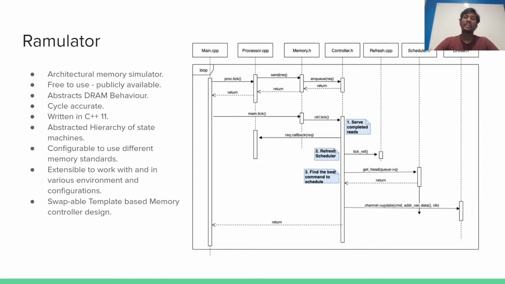How is it organized? It is a completely hierarchical and abstracted system. As you can see, it has main.cpp, processor.cpp, memory.cpp, controller.h, refresh.cpp, scheduler.h, and dram.h. These are files written in C++, headers as well as programs, which abstract how the Ramulator system works. Here we are simulating the processor.cpp by just giving trace files. The controller.h is the controller which controls the system and translates the CPU requests to memory commands and sends them to the memory. And dram.h, sitting at the end, acts as the DRAM that we are trying to simulate.